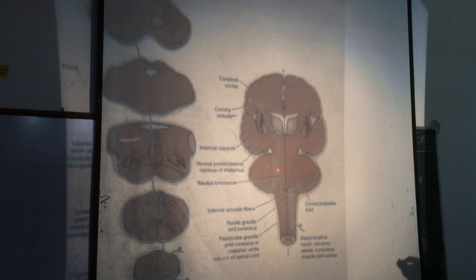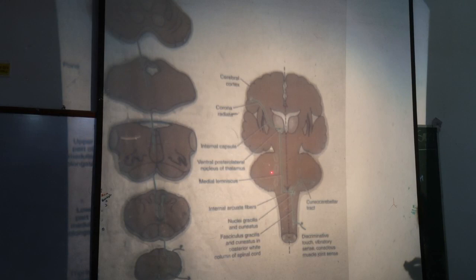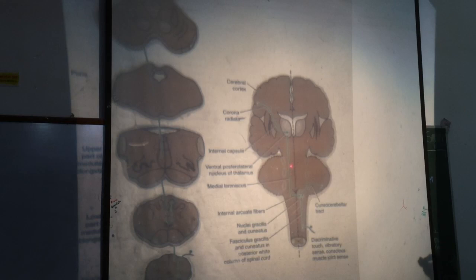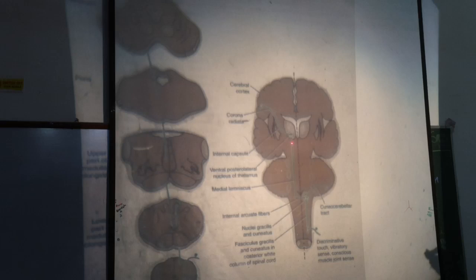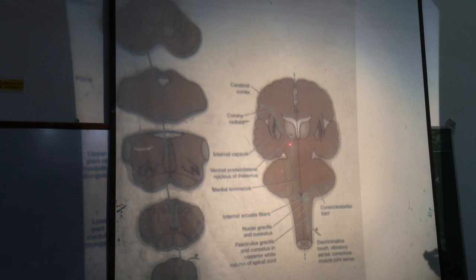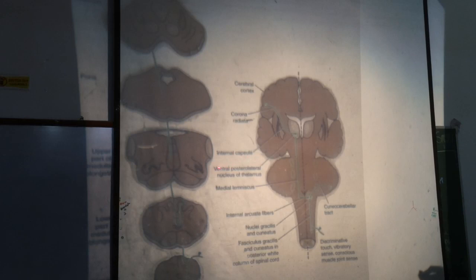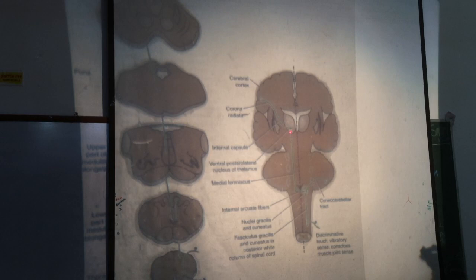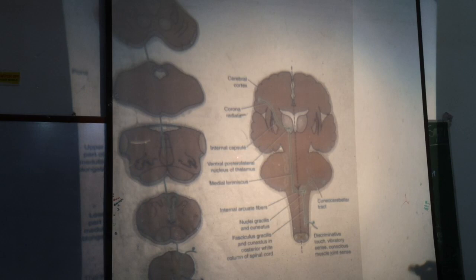So these impulses are actually coming from the trigeminal pathway. Nerve fibers from the trigeminal pathway join the medial lemniscus, and then this lemniscus ascends into the thalamus, where the main tract fibers synapse into the ventral posterolateral nucleus of the thalamus.